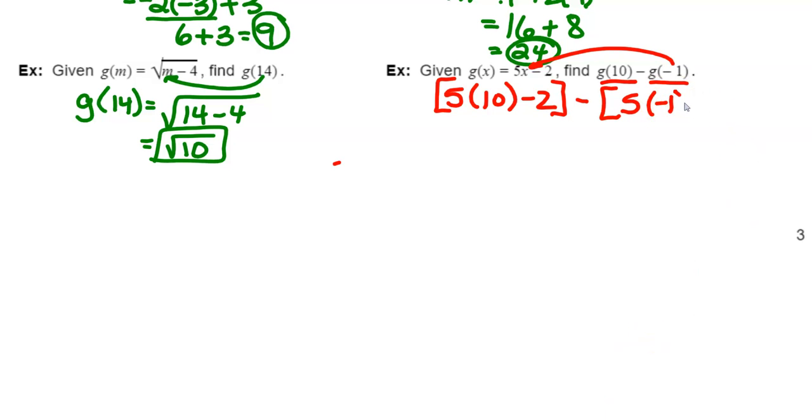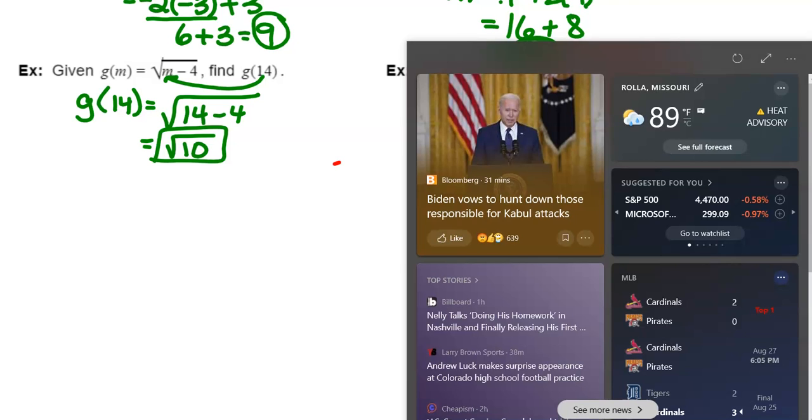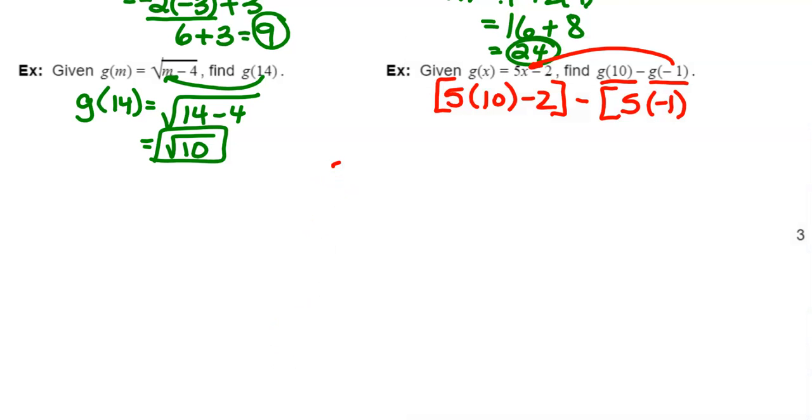And therefore, I now need to just work with, excuse me, I don't know why this is doing that. We are going to be able to do order of operations and solve for that. So multiply first, then subtract. So I get 50 here minus 2 actually gives me a 48 that I need to subtract, with 5 times negative 1 gives me a negative 5. When I subtract 2, that ends up being a negative 7.